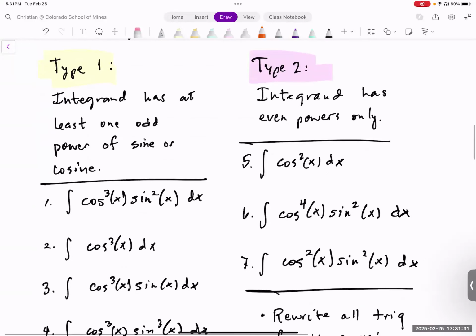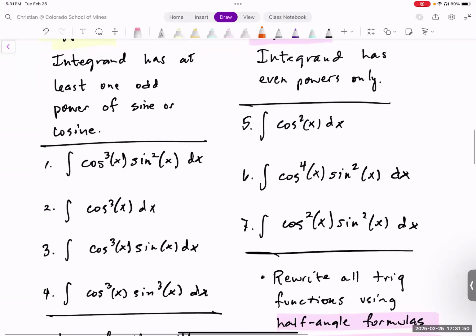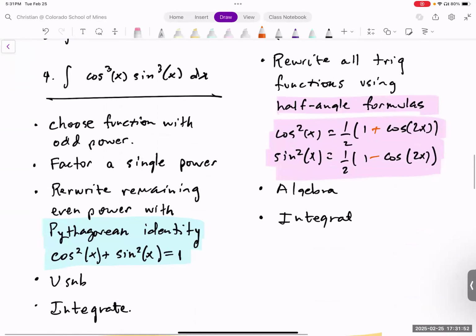And then type 2 integrands, there are no odd powers present. They're all even powers. So say cosine squared x or sine squared x. Here it's a power to the 4, power 2, or maybe they're both the same power. It doesn't matter if they're the same power or not, as long as they're all even powers, no odd powers. And let's handle type 1 first, and then we'll come back and handle type 2 because you work on them differently.